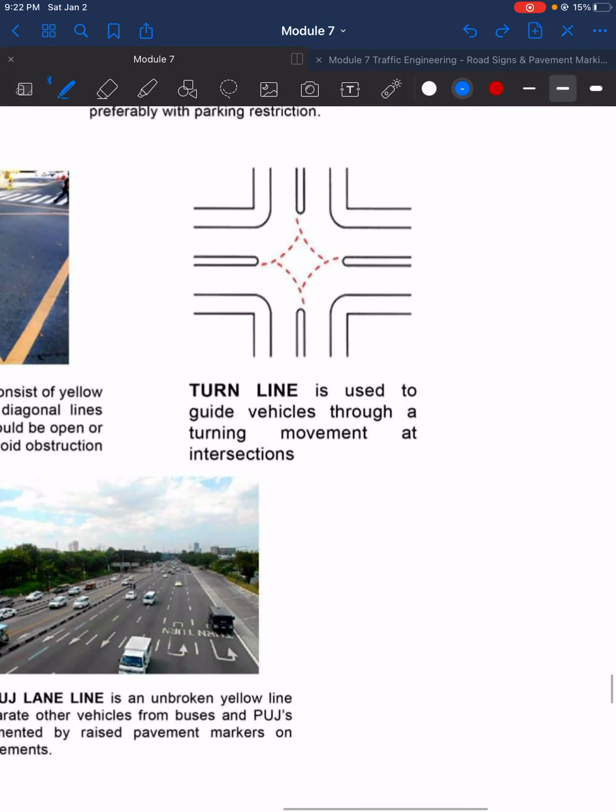Turn line is used to guide vehicles through a turning movement at intersection. So, we have there the turn line.